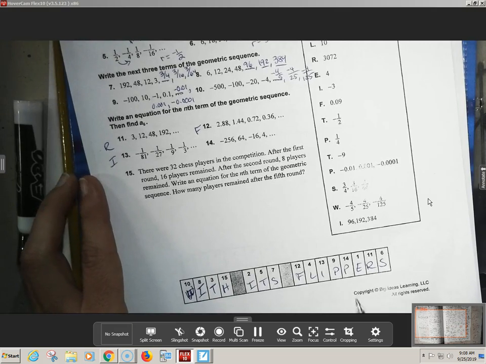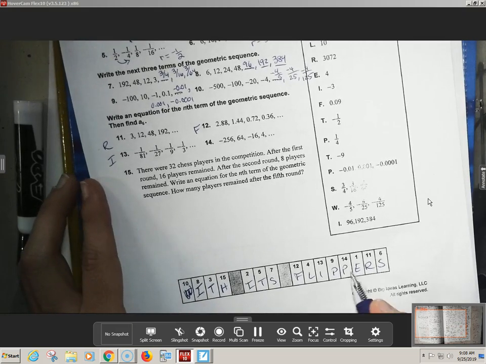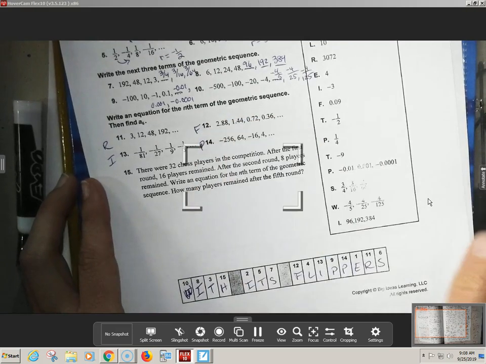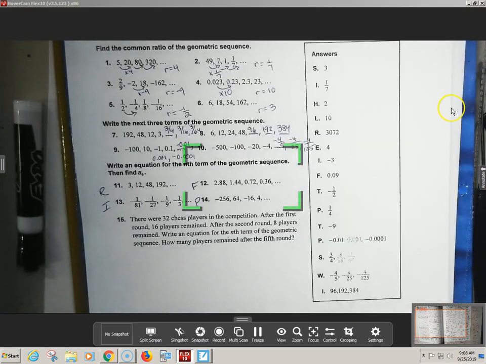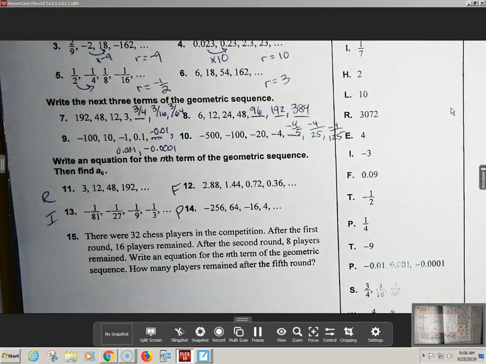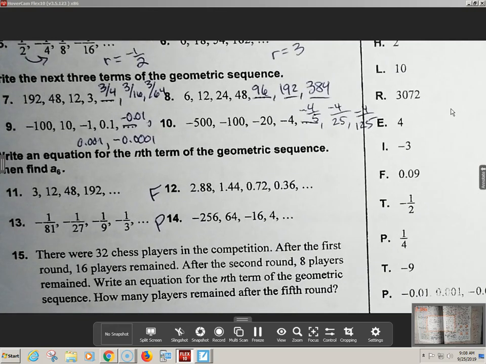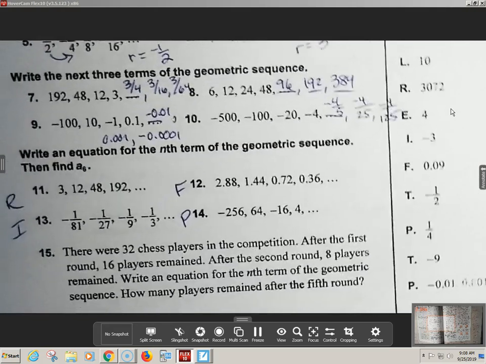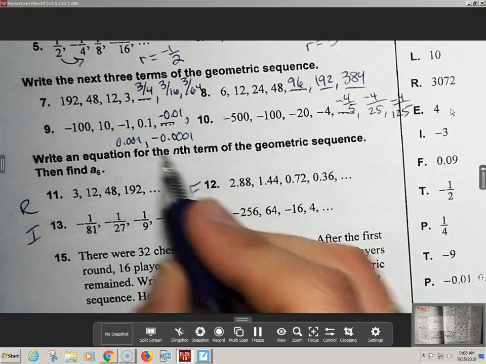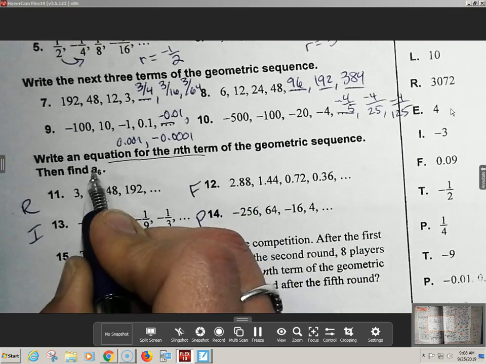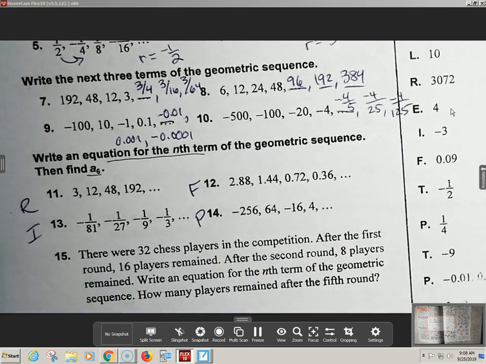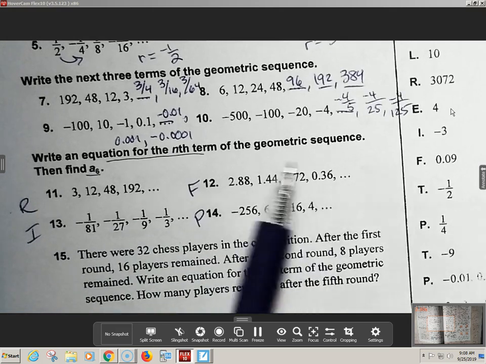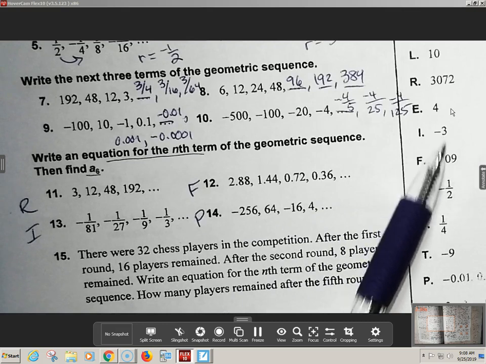So even if you got "with its flippers," I mean, that's great and all, but you didn't do the homework unless you actually solved. So we know that 11, 12, 13, and 14 need to be R, F, I, and P. We can go find the answers. But the point was, if you could actually do it. So this says write an equation for the nth term and then find a sub 6. Did any of you guys realize that over here in the answers, it was really just a sub 6?